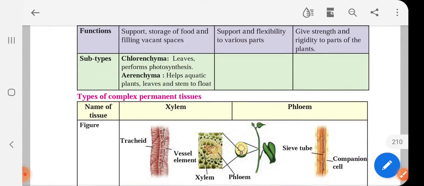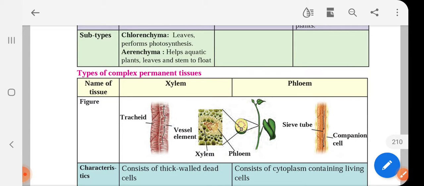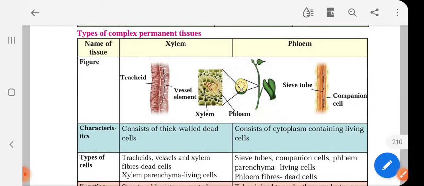Parenchyma is further divided as chlorenchyma and aerenchyma. Chlorenchyma is in the leaves and performs photosynthesis. Aerenchyma helps aquatic plants. Aerenchyma is found in aquatic plants in order to have the capability to hold air as these plants grow in water bodies. They help leaves and stems to float. So these are the different simple permanent tissues.